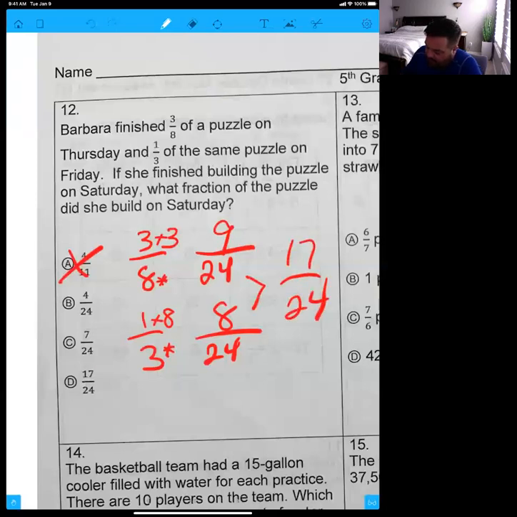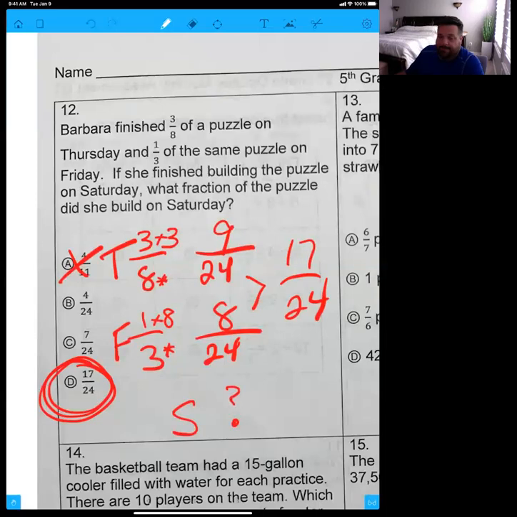Now, this is where everybody, we've done this problem before, that choice is written right there. You'll pick that, and you'll get it wrong. Because this number here is how much she read on Thursday. This is how much she read on Friday. The question is asking us about Saturday. This answer right here is Thursday and Friday put together. We want to know what fraction she built on Saturday.